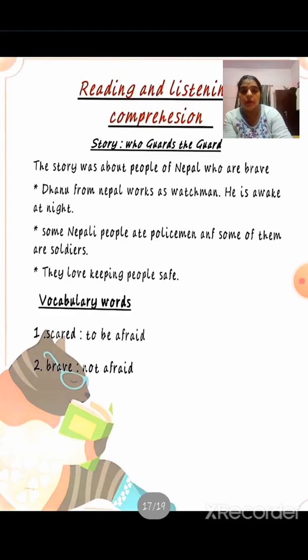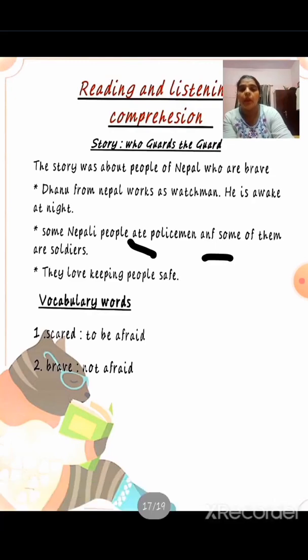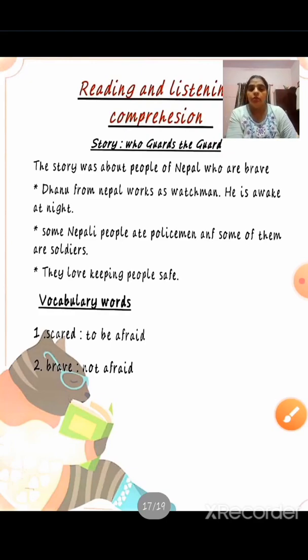Okay, so they are soldiers. They love keeping people safe. Vocabulary words. Now from this we have concluded that the main idea of the story, or the story mostly tells about the people of Nepal are brave.